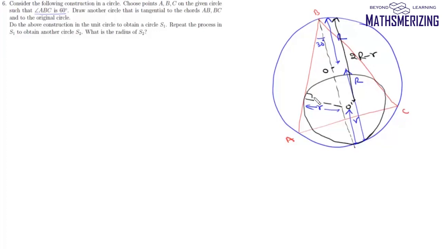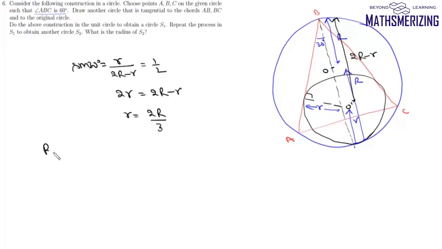Now in this right angle triangle, we can write sine 30. So sine 30 will be r upon 2R minus r. Now we know that the value of sine 30 is 1 by 2. So we can write 2r equals 2 capital R minus r. So the value of small r is 2R by 3. So if the radius of the bigger circle is 1 unit, then the radius of this smaller circle will be 2 by 3 units.